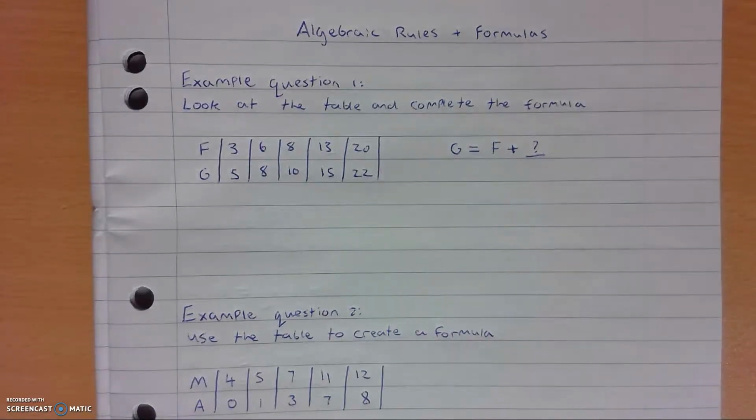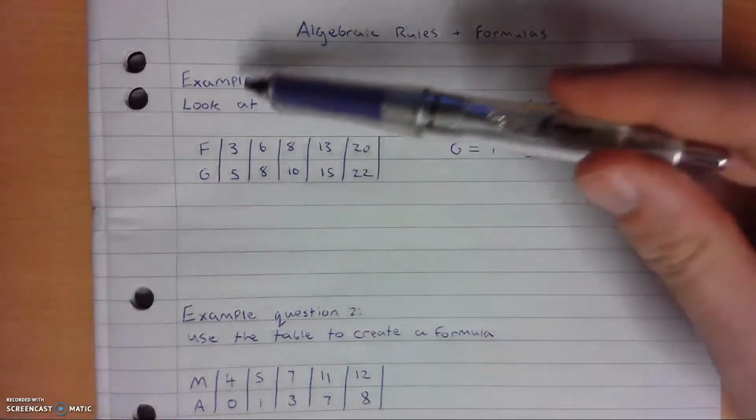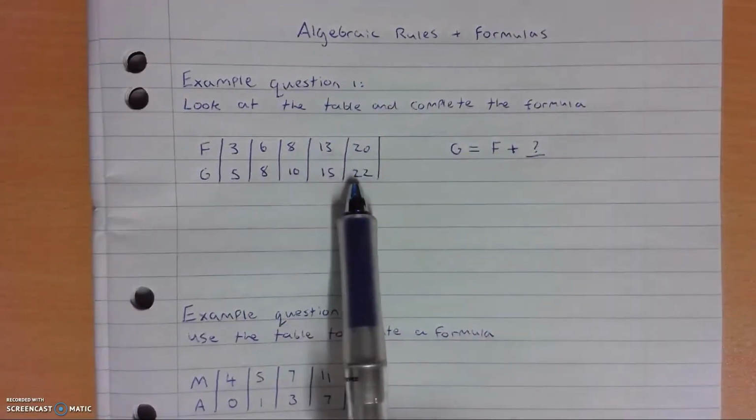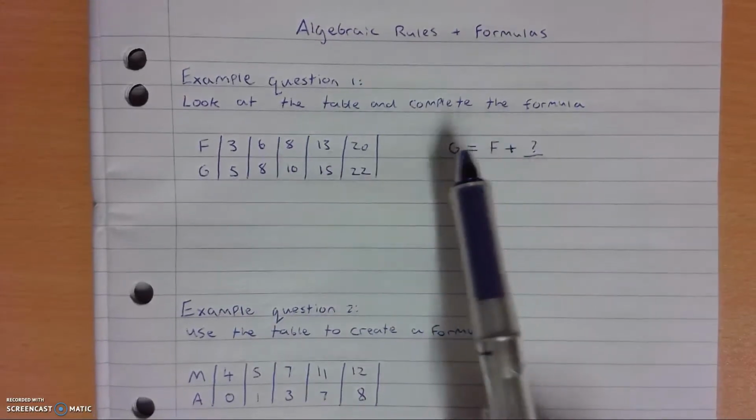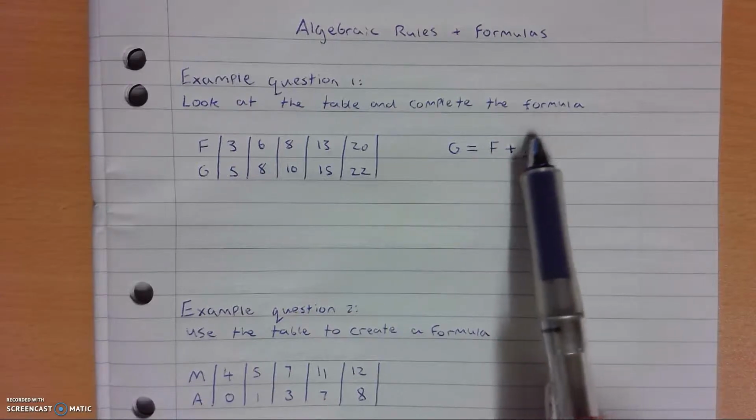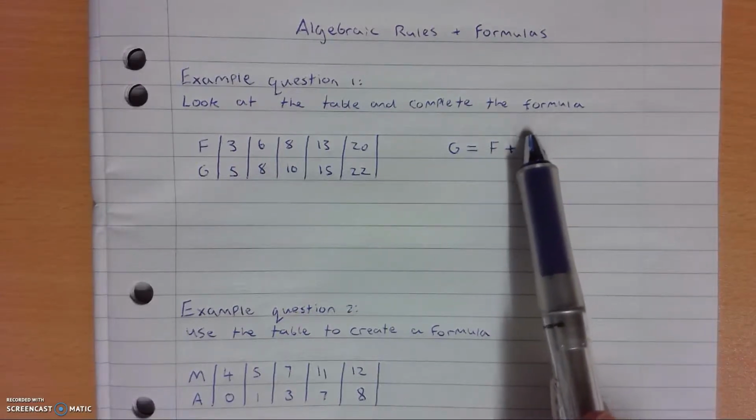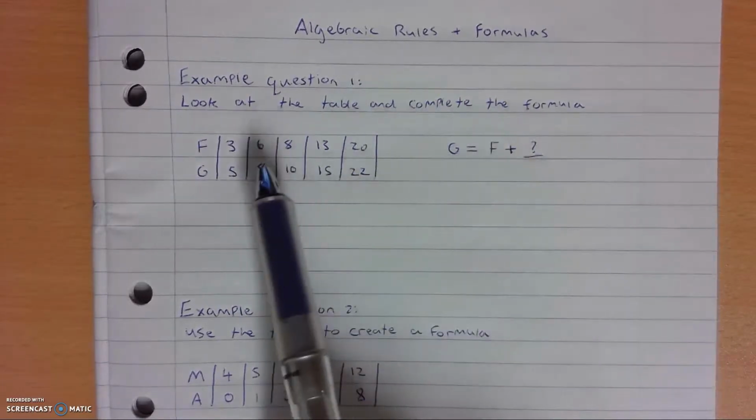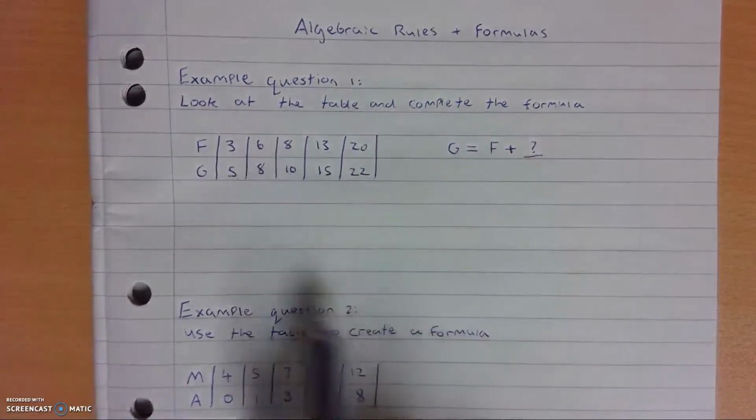Okay, so the first question that you might get is something where it says, look at the table and complete the formula. This right here is our table, and this is our formula. G equals F plus something. I don't know what this is, and I need to complete that formula by finding out what that number will be using this table.